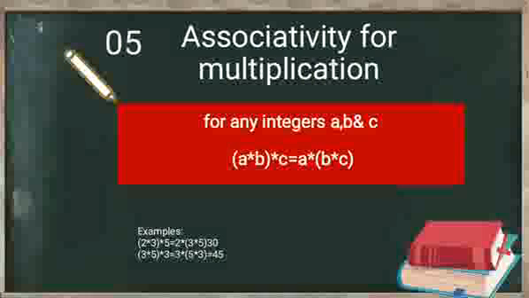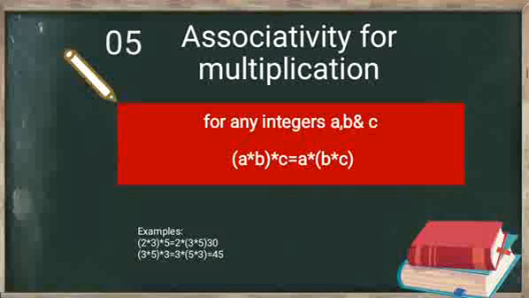The fifth property is associativity for multiplication. For any integers a, b and c, (a into b) into c is equal to a into (b into c). Example, first example, 2 into 3 into 5 is equal to 2 into 3 into 5 is equal to 30. The answer, 3 into 5 into 3 is equal to 3 into 5 into 3 is equal to 45.